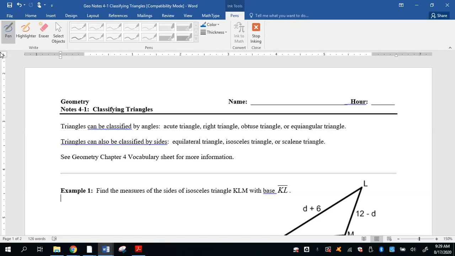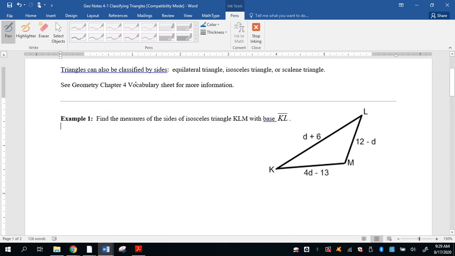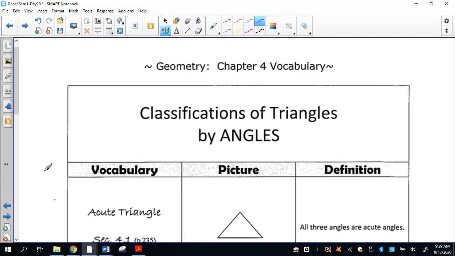Hello, this is Geometry, Notes 4.1, Classifying Triangles with Mrs. Moslick. We can classify triangles by their angles or by their sides. This is all review from previous math classes you should have had back in middle school. Let's look at the Chapter 4 vocabulary sheet to review these vocabulary words.